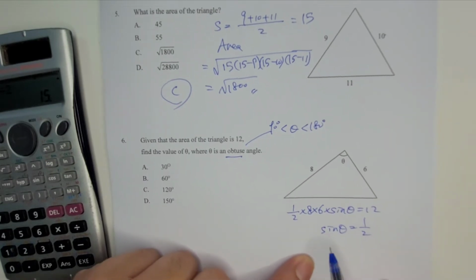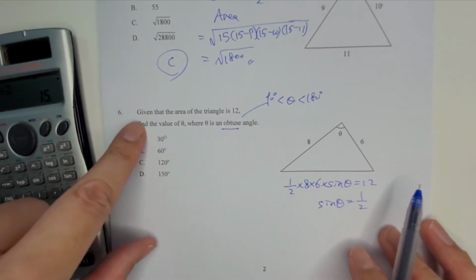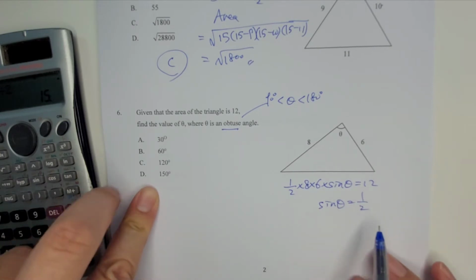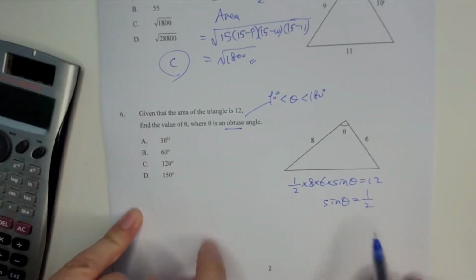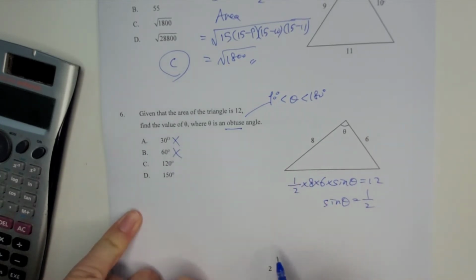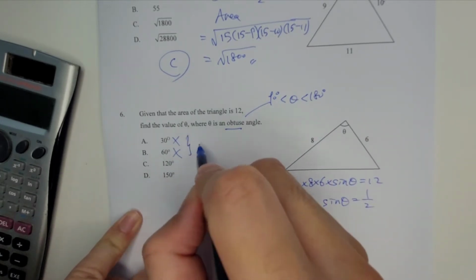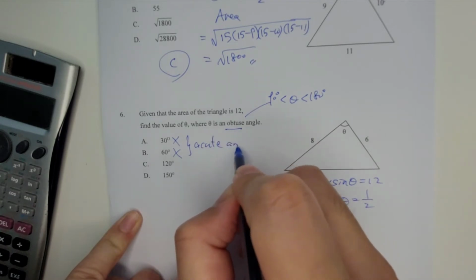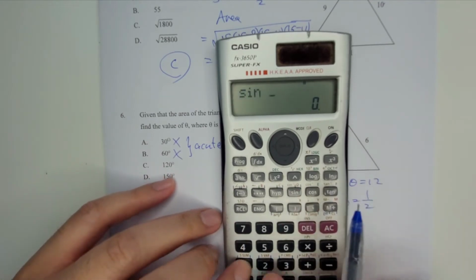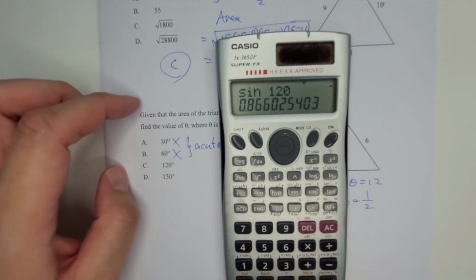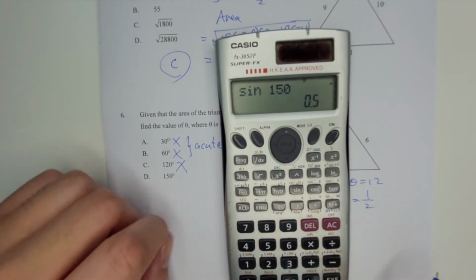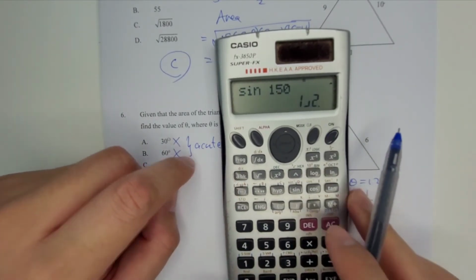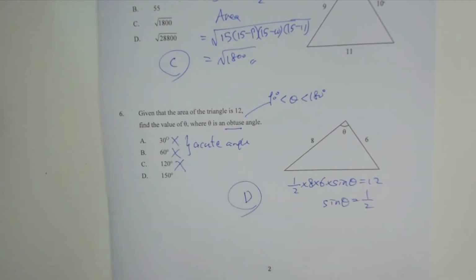The problem is you need to find theta. So you can substitute the four answers A, B, C, D into the equation to find which one will satisfy it. Of course, A and B are not the answer because these two are acute angles. So you substitute C inside the equation, sine 120. That's not 1 over 2, so C is not the answer. Finally, sine 150 degrees, luckily, that is 1 over 2. So D is the answer.